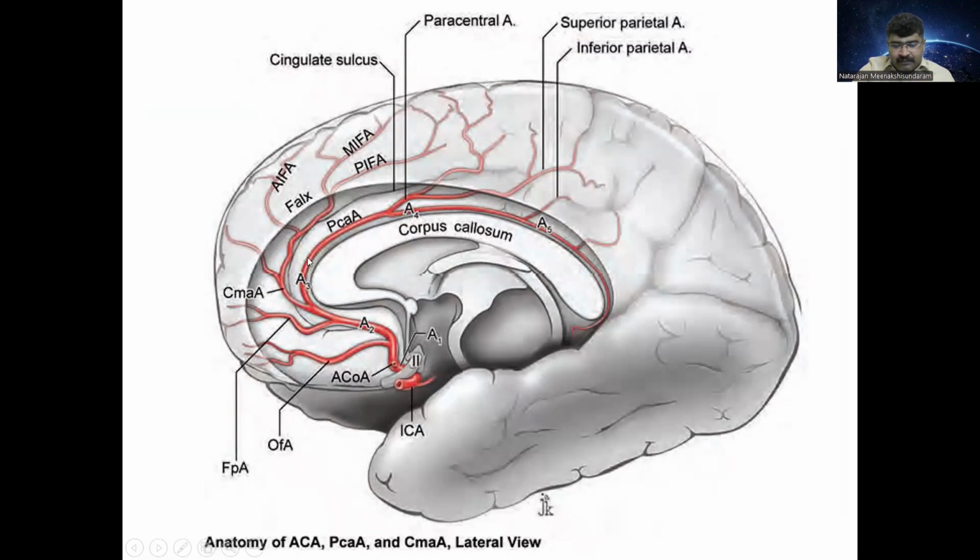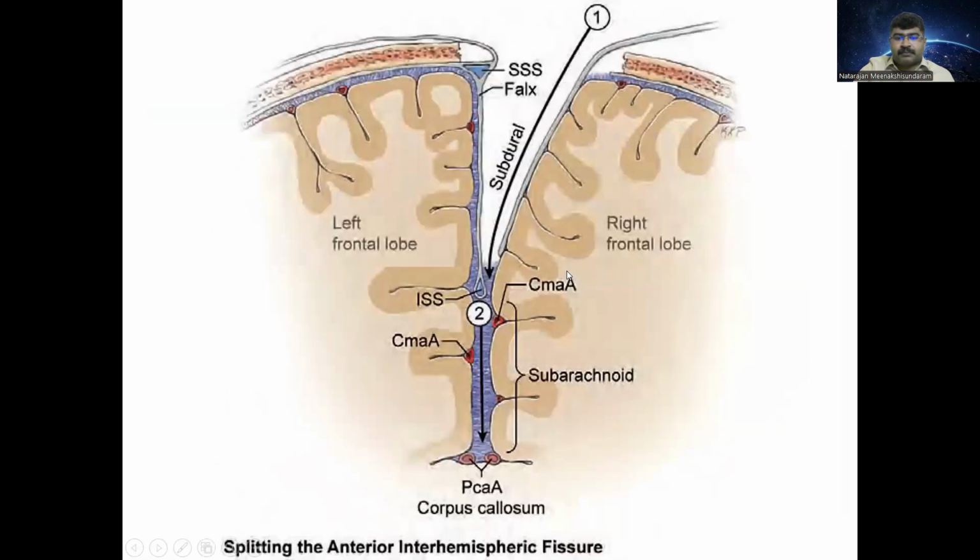This is the bifurcation of the ACA. So this is the pericallosal artery, which runs above the corpus callosum, and this is the callosomarginal artery, which runs across the cingulate sulcus. So, approaches to the anterior cerebral artery aneurysms.